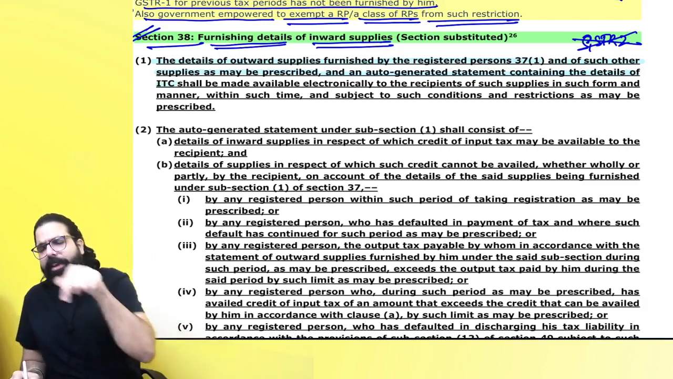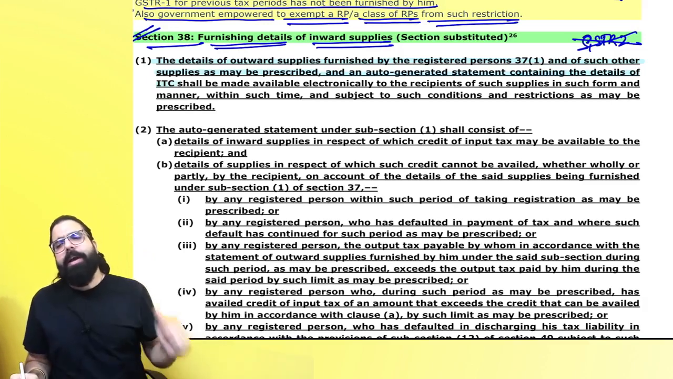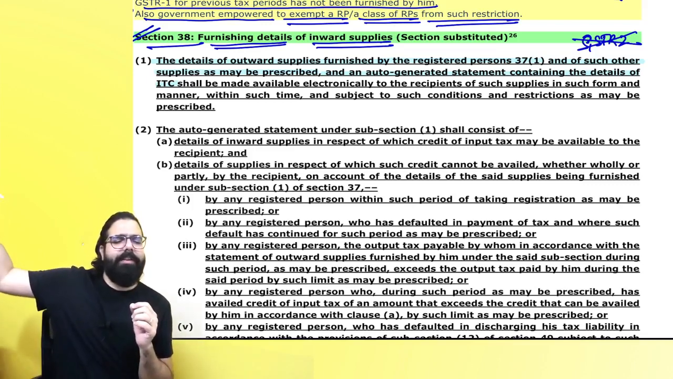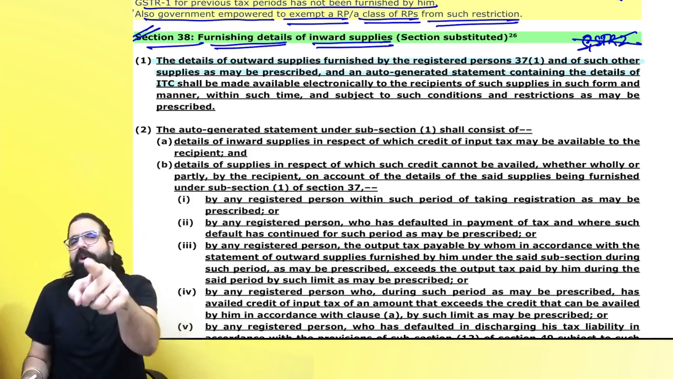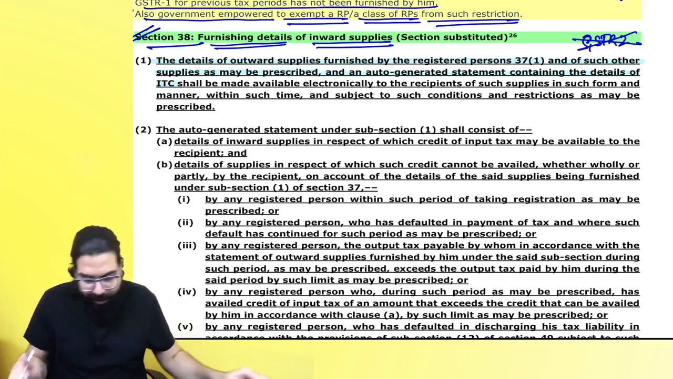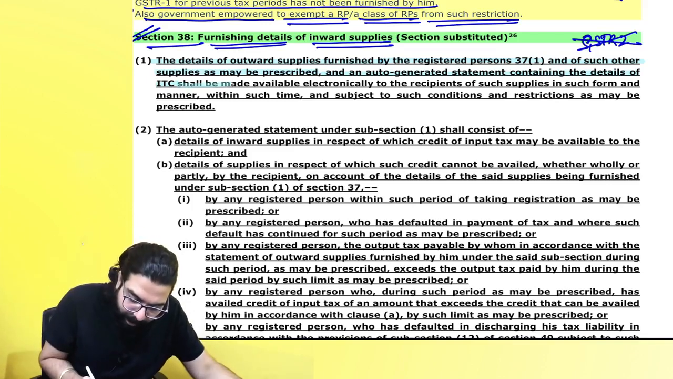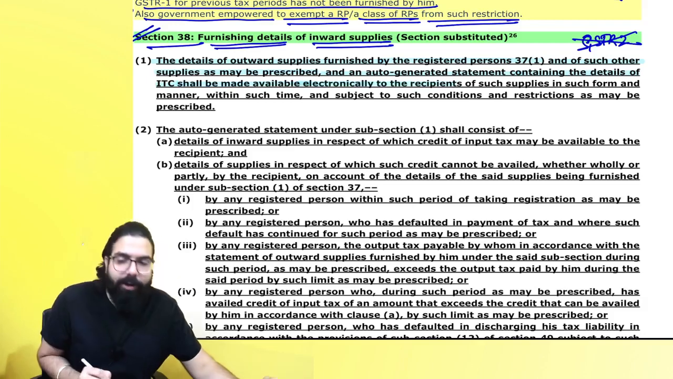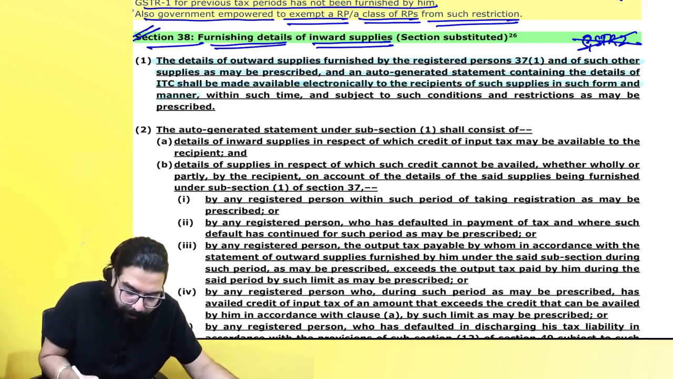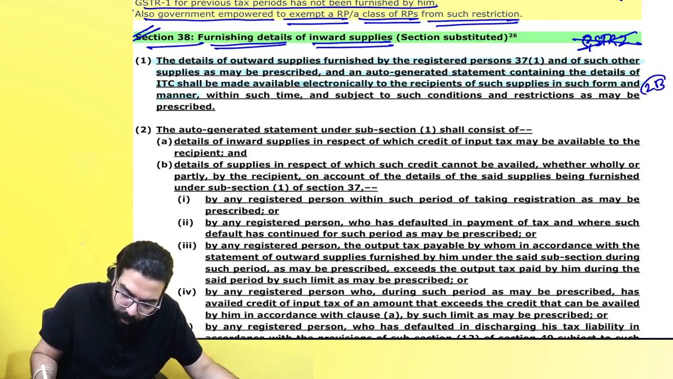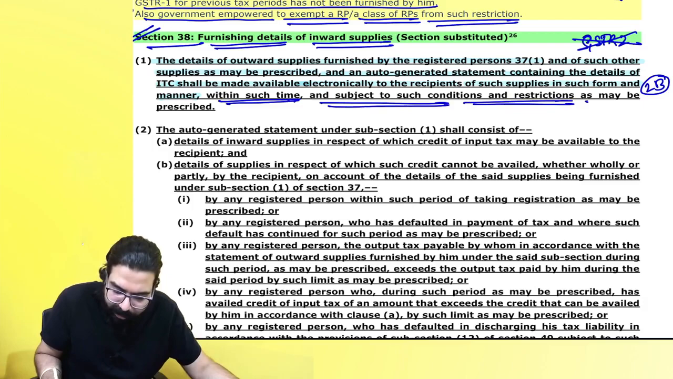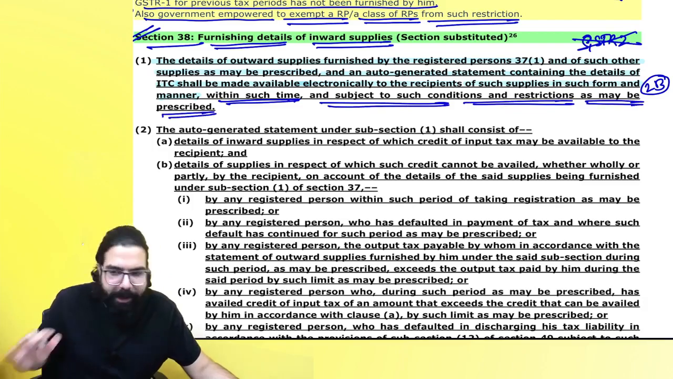Can you tell me which is this auto-generated statement, everyone? Whatever details you furnish in GSTR1 will come in which auto-generated statement? Sir, GSTR 2B. And it shall be made available electronically to the recipient of such supplies in such form and manner. It is made available in 2B within such time and subject to such conditions and restrictions as may be prescribed by the rules.